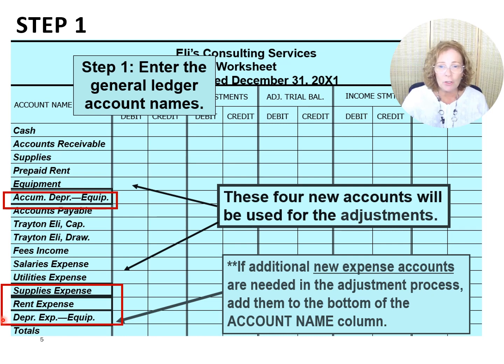You might need additional accounts if there are additional adjustments to record. You can either leave enough space to write in the names of the accounts that you will need later, or you can add them at the very bottom.